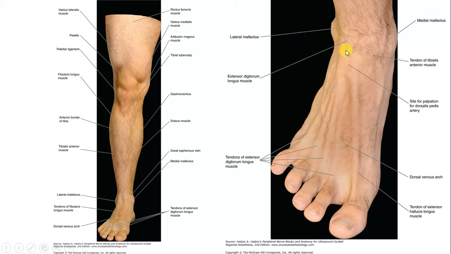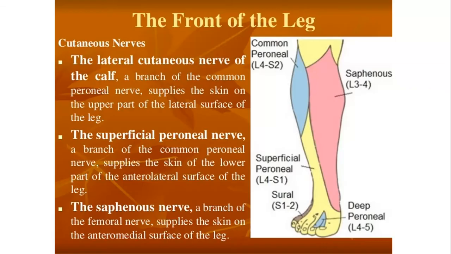And here are the extensor digitorum longus muscles, lateral malleolus, medial malleolus. These are the veins, small tendons, and here are the veins prominent. In this area, which is lateral to the tendon of extensor hallucis longus and medial to the extensor digitorum tendons, is a site where you can feel the pulse of the dorsalis pedis artery, the artery which is on the dorsum of the foot. So by appreciating these structures over your own body, then we see the cutaneous nerve supply of the anterior part of the leg.